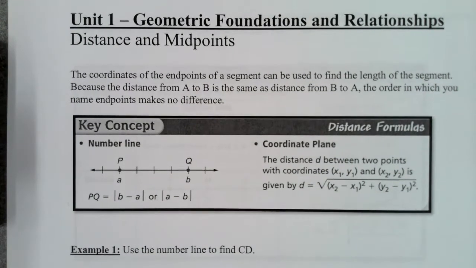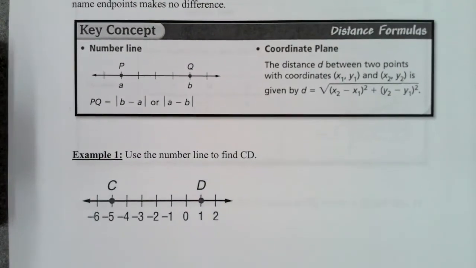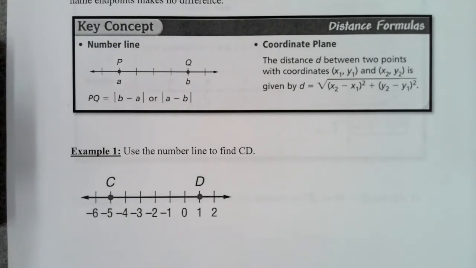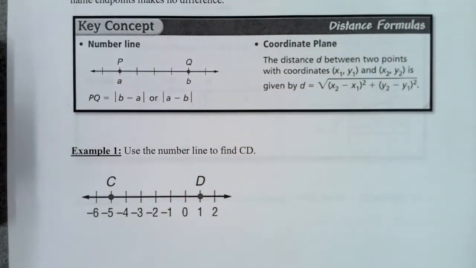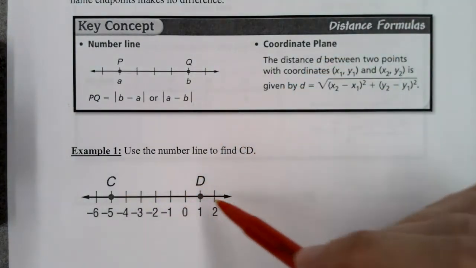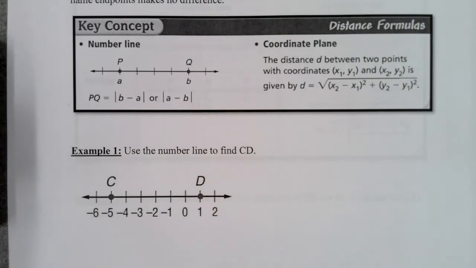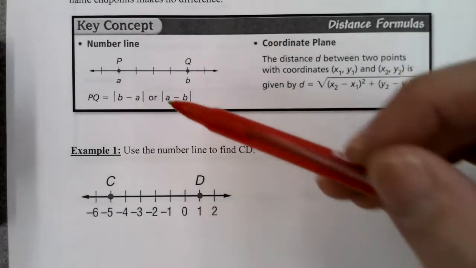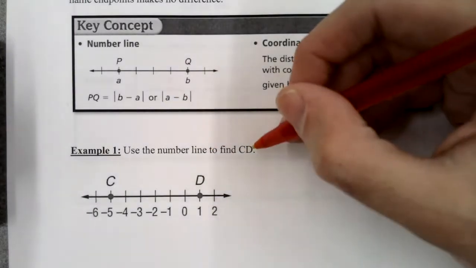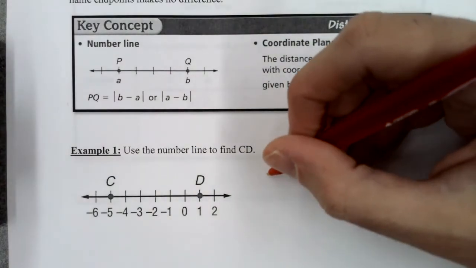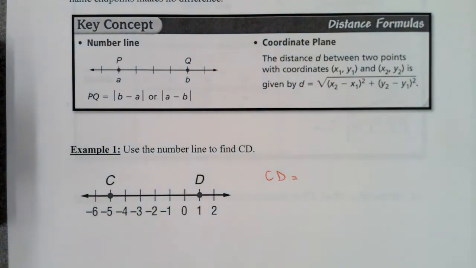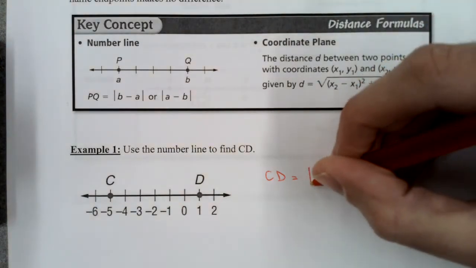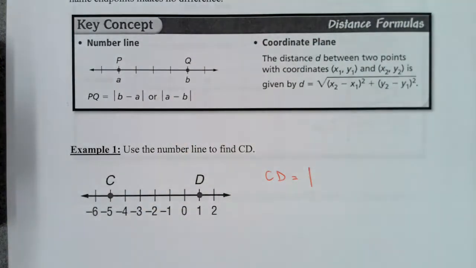Example one, use the number line to find CD. Now, if you want, you can just count 1, 2, 3, 4, 5, 6. But if this was a really big number line, you're probably not going to do that, right? So let's use the formula above. You want to find the length of CD. So we're going to write down CD equals, no bar above it, remember. And we're going to do the absolute value. You're going to subtract one from the other.